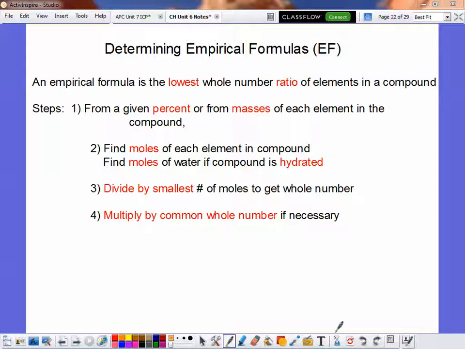Like I said before, the reason I'm only giving you 3 example problems in your homework is that these problems do take a while, because there are 4 steps to it. But we will eventually get to that empirical formula. It's very methodical, just like mole conversions. All right, let's look at our first example.